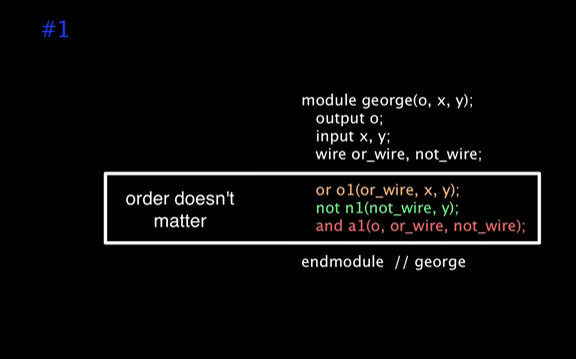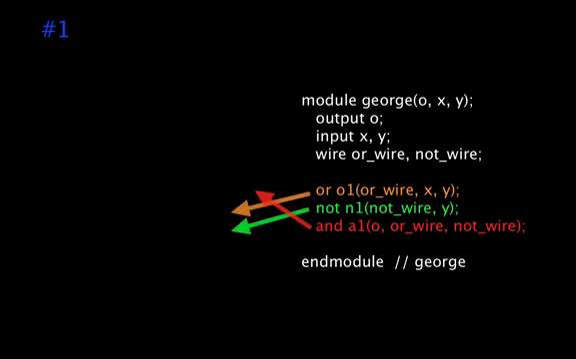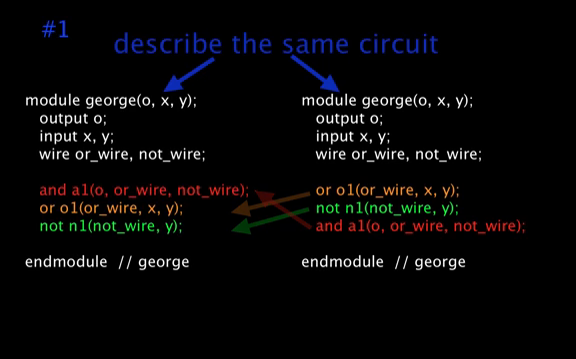First, the order that we instantiate modules doesn't matter. Our module instantiations just describe how things are connected, so we can change their order in the file without changing the topology.